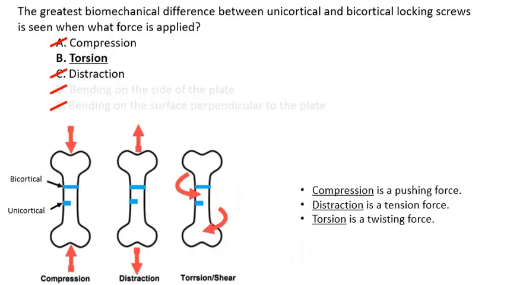The first three forces are shown in the image at the bottom. Compression is a pushing force, distraction is a tension force, and torsion is a twisting force. The blue lines in the bone represent the two different types of screws.